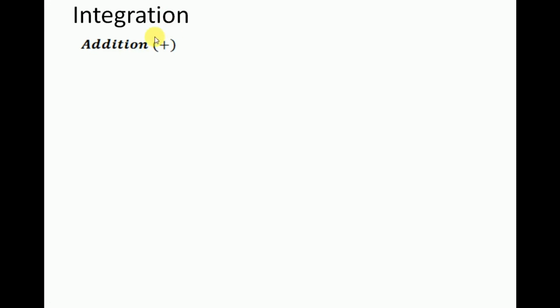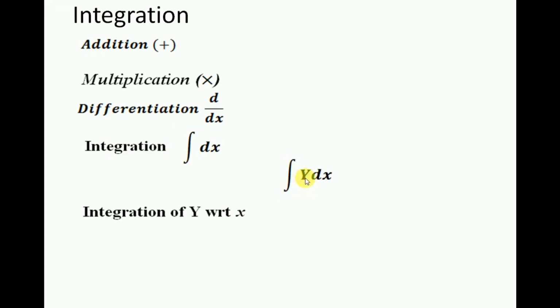We use plus for addition, d/dx for differentiation, and the cross sign for multiplication. So we should have something for integration also. For integration we use this symbol followed by dx, and this symbol is the operator of integration. If you write this symbol, y dx, it means integration of y with respect to x. And if you write integration of g(a) da, that means g(a) is the function and I'm integrating with respect to a.